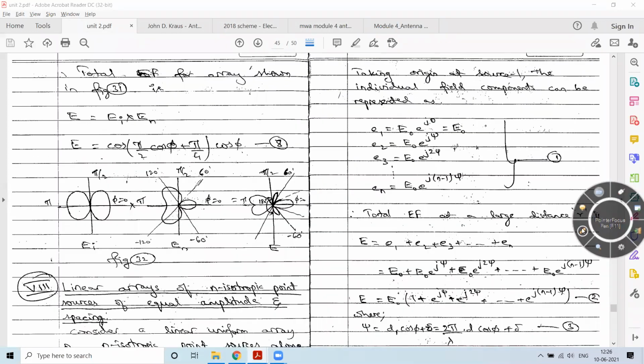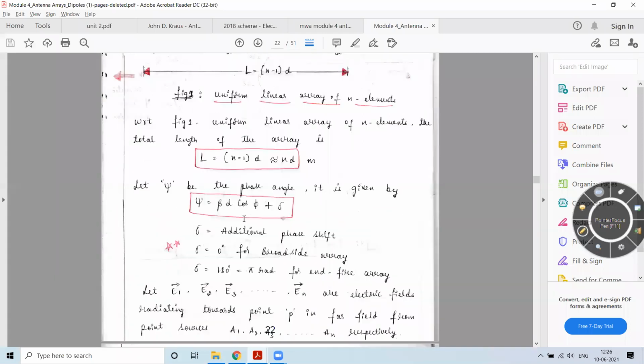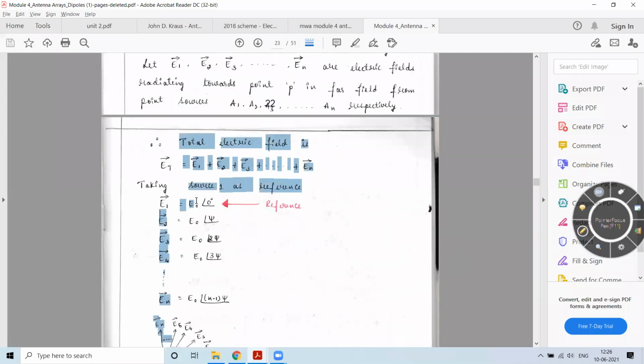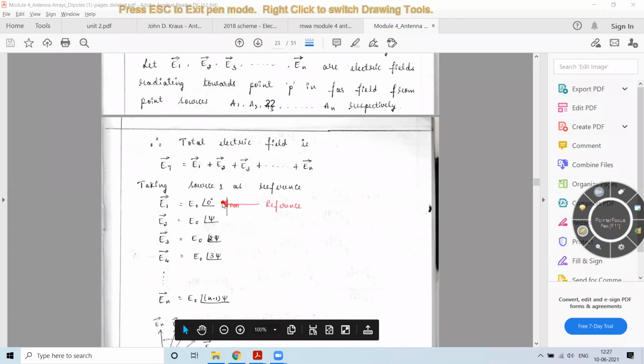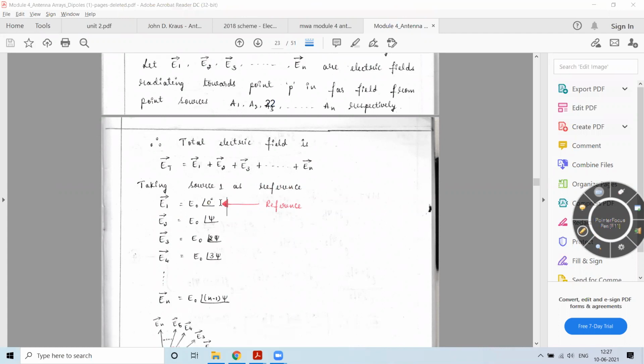Here we had observed it. So what we had specified: E1 is equal to E0 into e raised to j0. Sometimes you specify it in this form: the field due to source 1 is E0 angle 0 degrees, which is nothing but e raised to j0. Both are one and the same, and this gives you the phase information. In r theta form, we can write it in this form, or you can write it as r into e raised to j theta form. So that is the implication. This has an angle of 0 degrees, so this is the reference point.